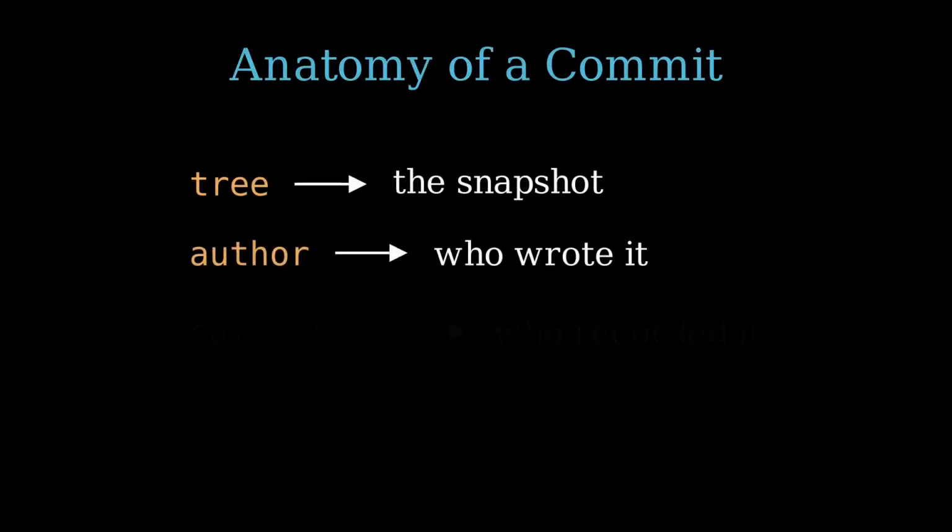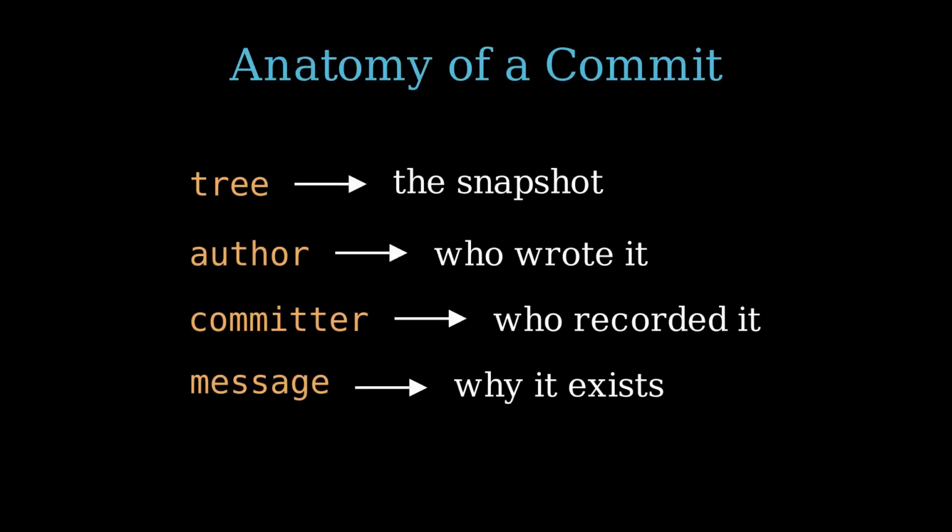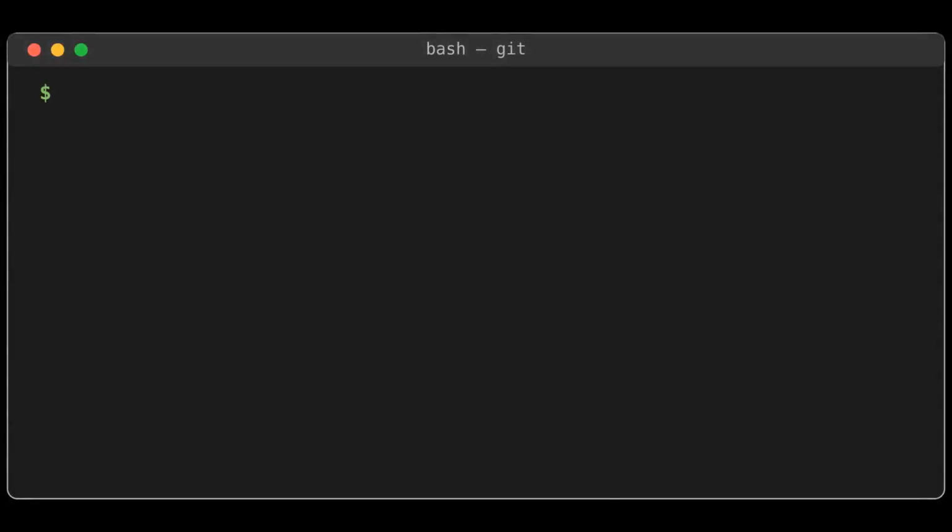4 parts. The tree. The actual snapshot. The author who wrote the change. The committer who recorded it. Usually the same person. And the message. Why it exists. Now open the second commit.